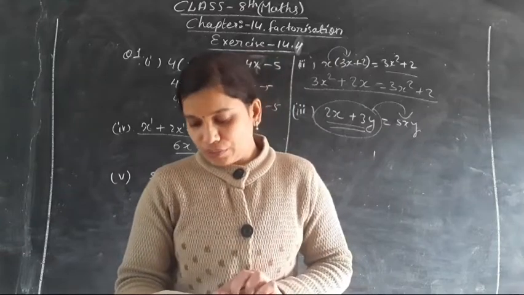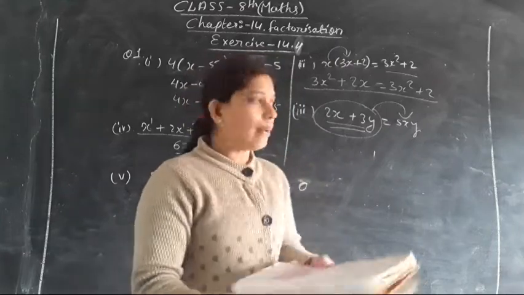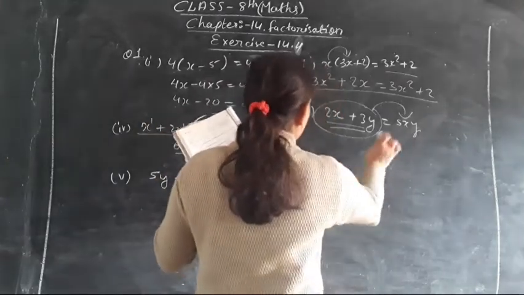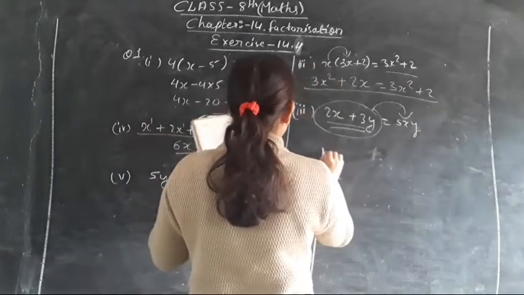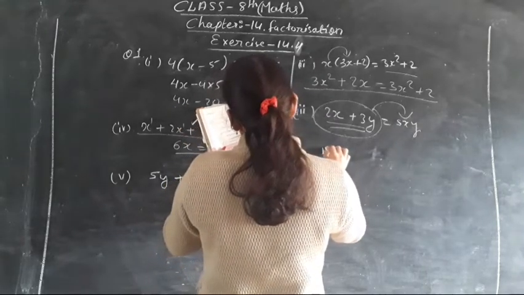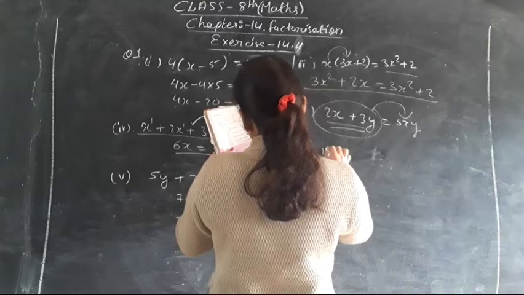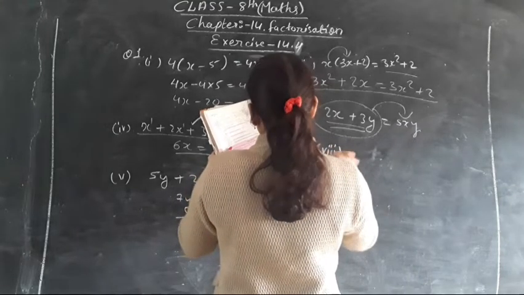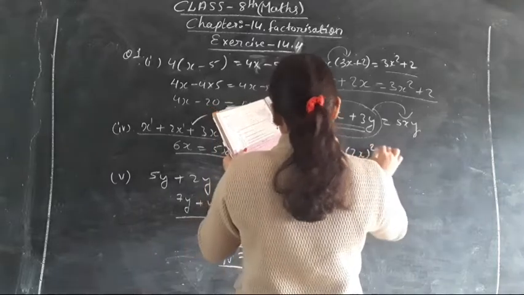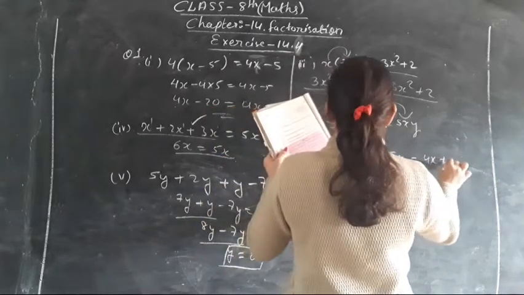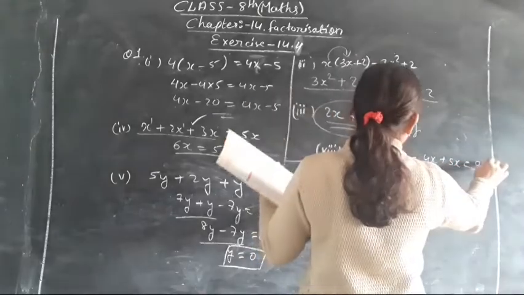Okay. Moving toward the next question, we are having the seventh part. As this exercise is not that much important, we just have to find out the error while solving the question. Okay. Next we are having the eighth part of this: 2x square the whole square plus 5x is equal to 4x plus 5x is equal to 9x.